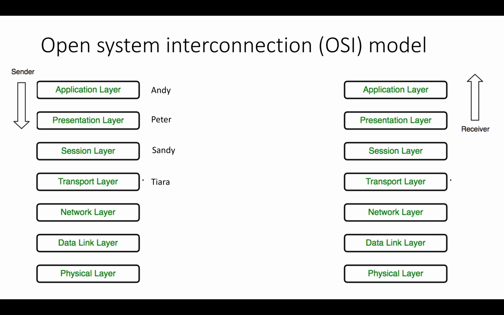Okay. Now what Sandy will do, Sandy is going to create a session with the other side. And Sandy is going to transfer this data to Tyra. And then Tyra is going to give the data to Nancy, and Nancy is going to give data to Duke, and Duke is going to give data to Paul. Now, how are they going to do it?